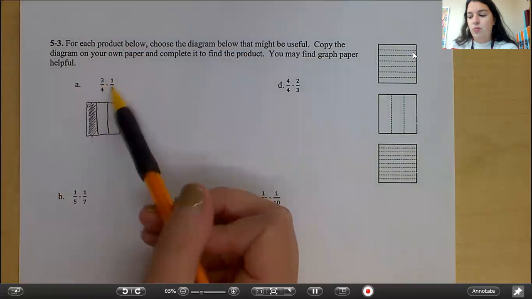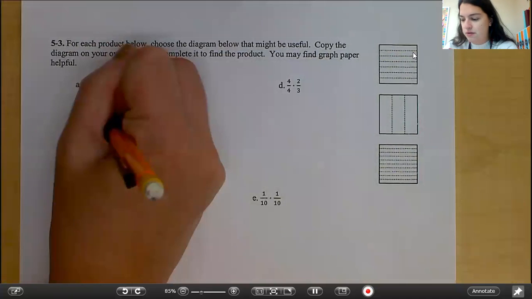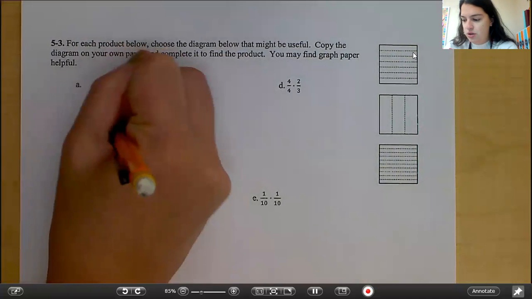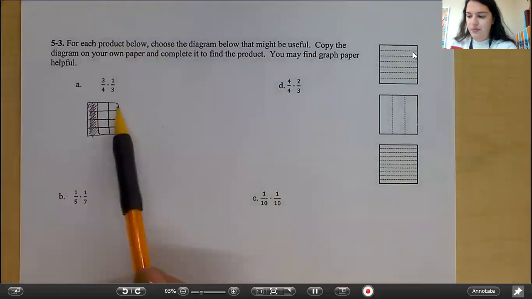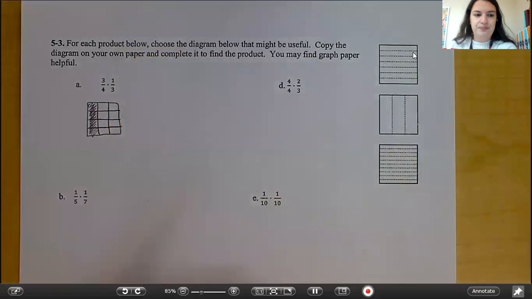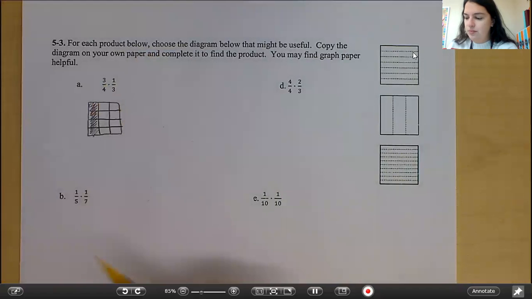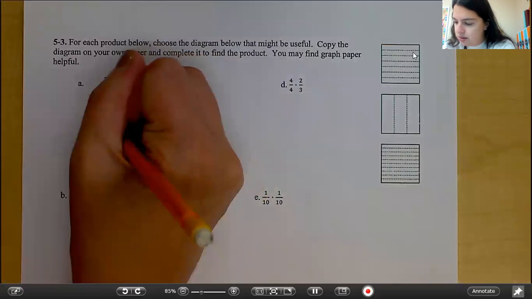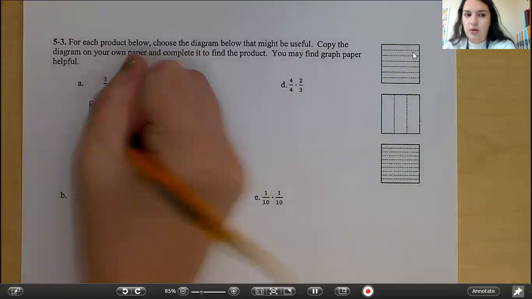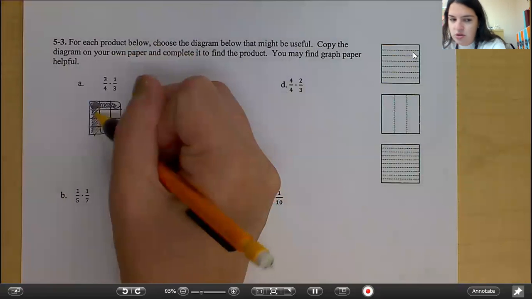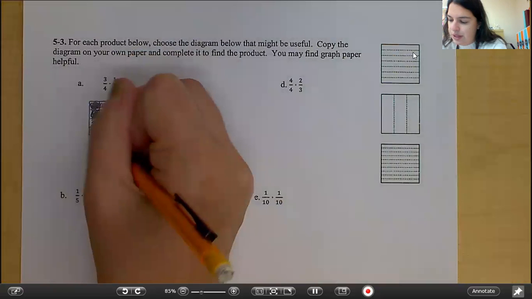Now, 1/3 is being multiplied by 3/4. So we need to now cut across 4: 1, 2, 3, 4. And again, the numerator tells us how many we're going to shade here, so we're going to shade 3. 1. Notice how I'm going across. 2, 3.